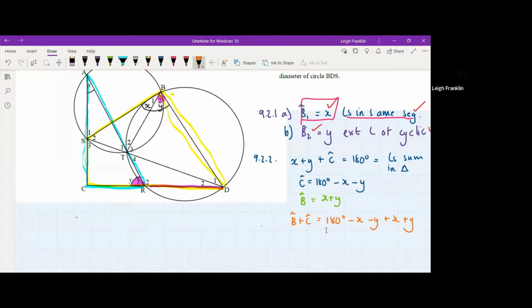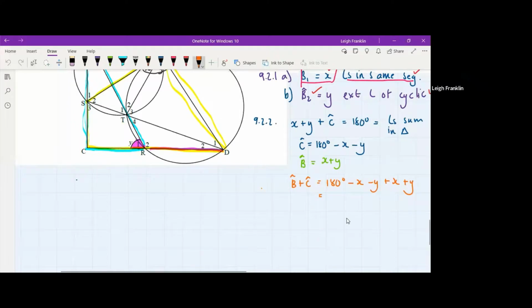Yes, Aisha. Oh, I was just going to say those are opposite angles of a cyclic quad. They are. They would be opposite angles of a cyclic quad, absolutely. But remember, we're trying to prove that the quad is cyclic. So in other words, we have to prove that angle B1 plus B2 plus angle C adds up to 180 degrees. We're trying to prove the converse. So now we can show that the sum of B and C is 180.